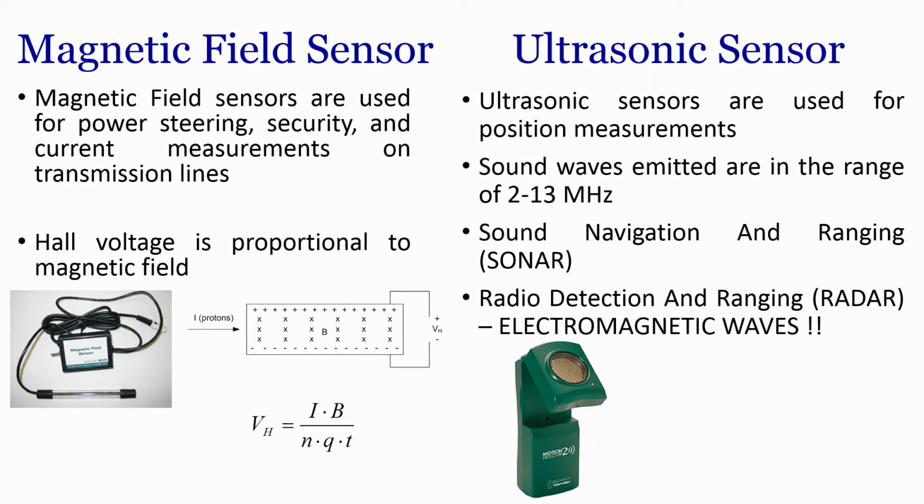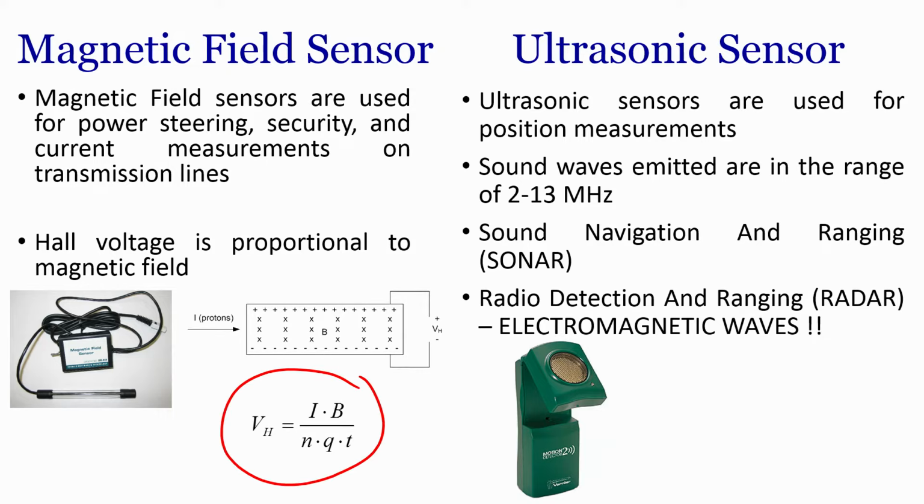When we talk about magnetic field sensors, they are used for power steering. They can be used for security and for current measurements on transmission lines, and the way a magnetic sensor works is based on the Hall voltage, which is proportional to the magnetic field. I have given you an equation, so this is the equation by which the Hall voltage can be measured.